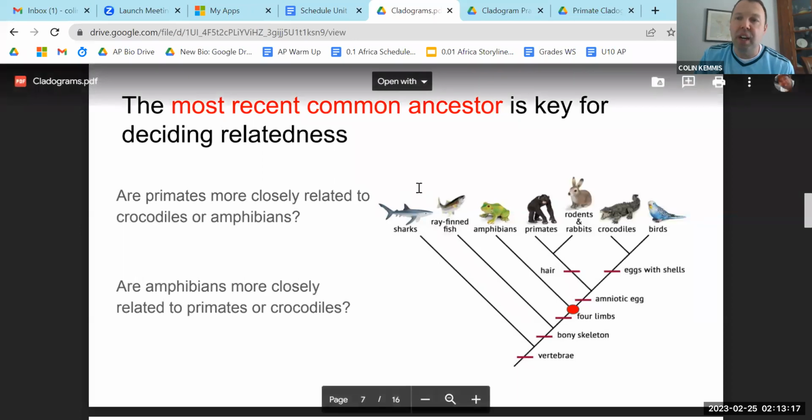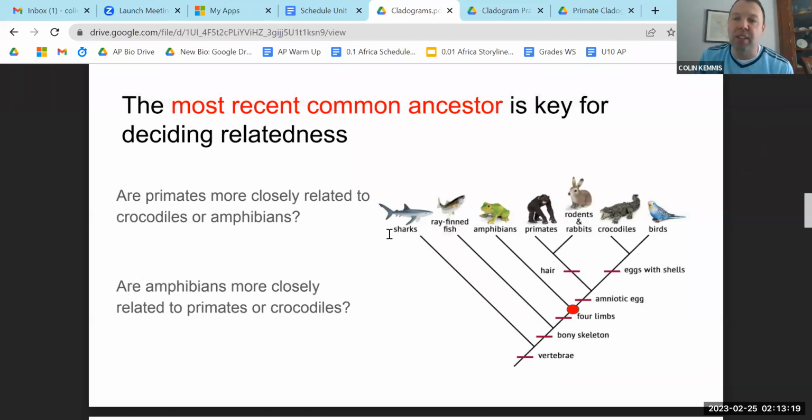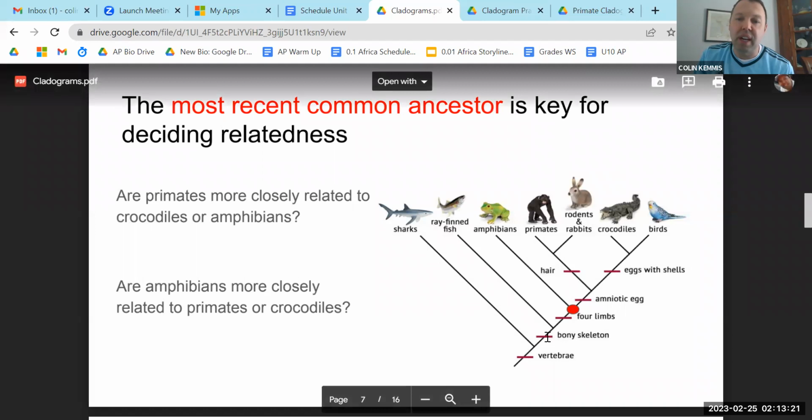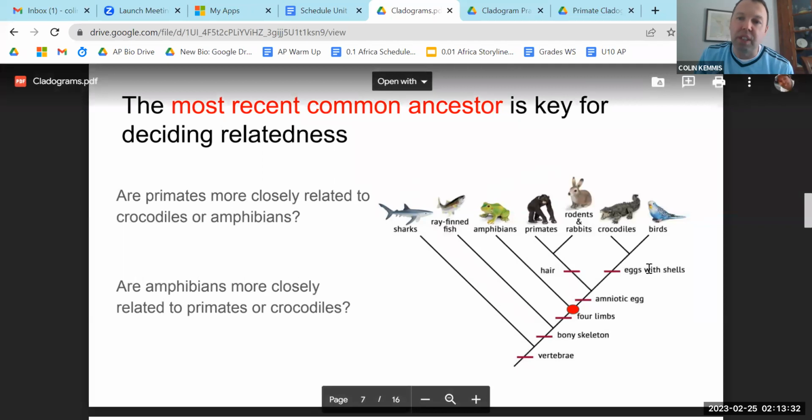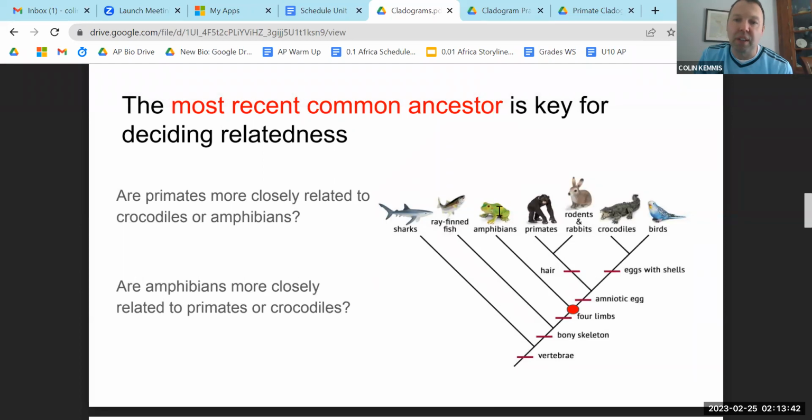Now, sharks do not have true bones. They only have a cartilaginous body. A bony skeleton actually developed after sharks split off. And so we'll see that derived trait here after their more recent common ancestor. So after this horizontal line, all of these organisms, not the shark, would have a bony skeleton. Next trait would be 4 limbs. So everything after this would have 4 limbs.